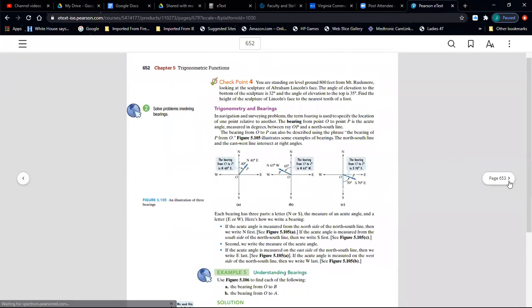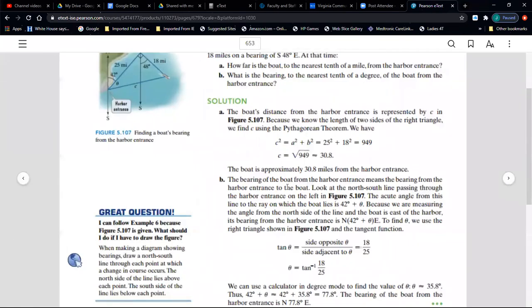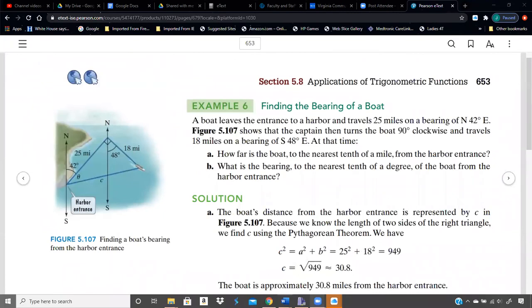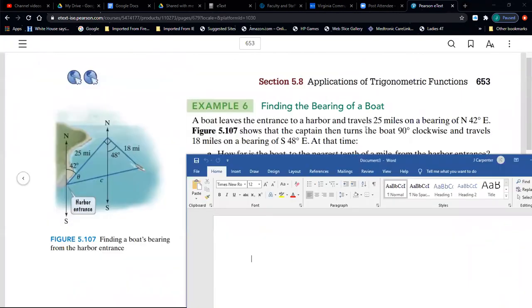Example 6, here we go. And again, let's try not to spoil too much of the fun. So let's get our cover up.